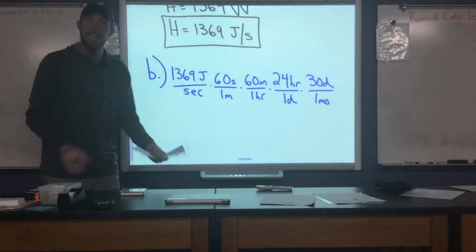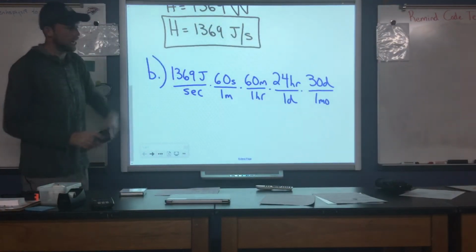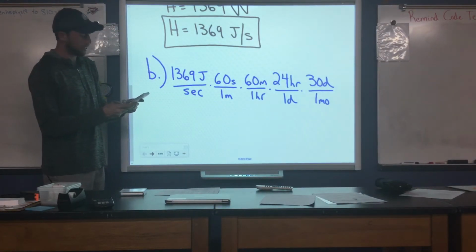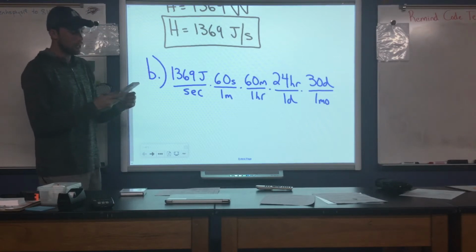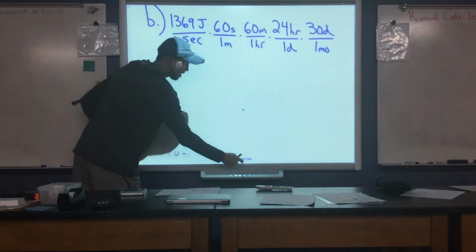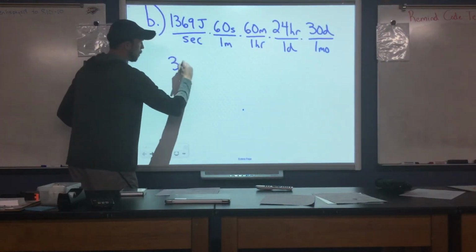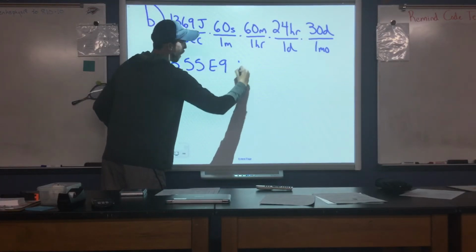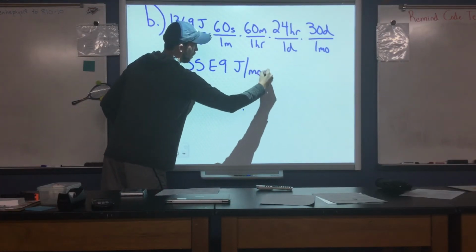So we're just going to now take our value and convert from joules per second to joules per month. So 1369 by 60, multiplied by 60, multiplied by 24, and then by 30. We're going to get a pretty large value here, so I'm going to go ahead and write this in scientific notation. It's about 3.55 times 10 to the 9th power joules per month.